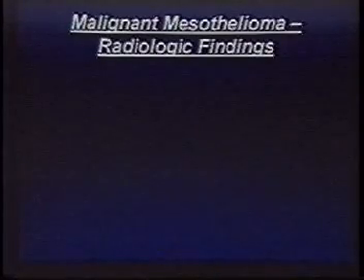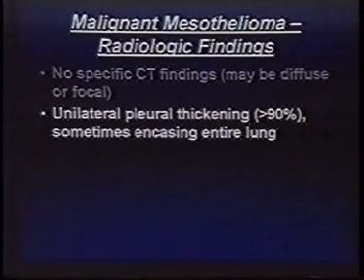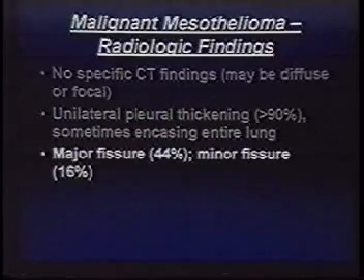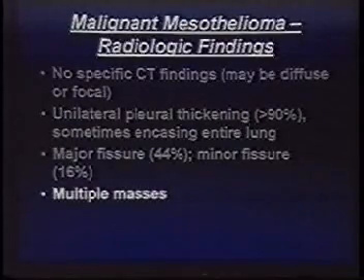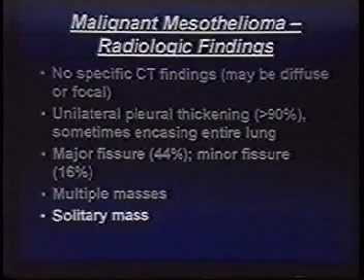Radiologic findings of malignant mesothelioma are often nonspecific because they can be diffuse or focal and therefore difficult to distinguish from processes such as pleural metastases. But most commonly, these present as unilateral pleural thickening, which is sometimes extensive enough to encase the entire lung. These extend into the major fissure in approximately 44% of cases, and the minor fissure in 16%. Less common manifestations are multiple masses or a solitary mass.